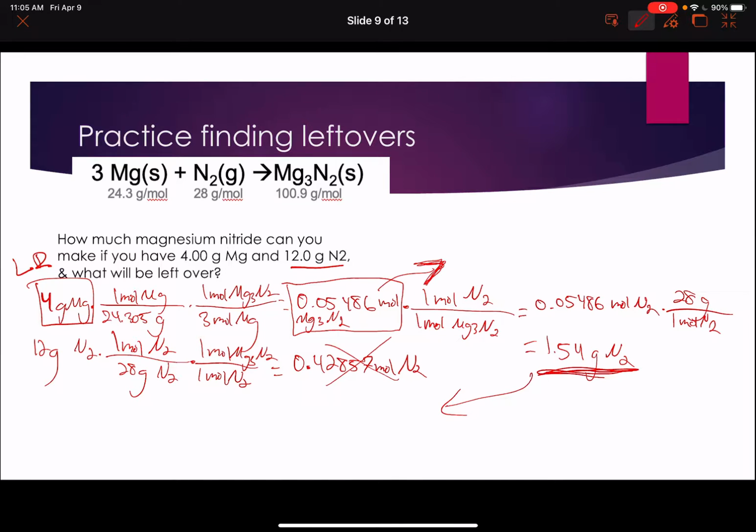So now we want to subtract 1.54 from 12. And this should give us our answer. This is how much excess we have.